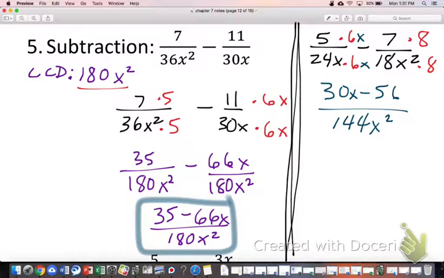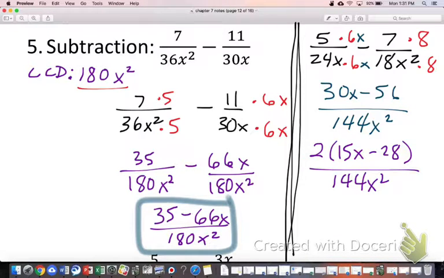Come on, think. What goes into both? For sure, they're both even. 2. So couldn't you say 2 parentheses 15x minus 28 over 144x squared? And then this 2 would cancel with the 144 to make 72, giving us that answer that we already had that was most simplified. So you could definitely do it that way. It's okay. Just make sure you go back and see if you need to reduce. All right. Any other follow-ups?